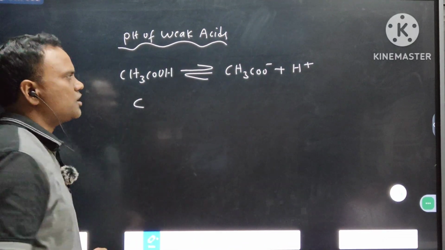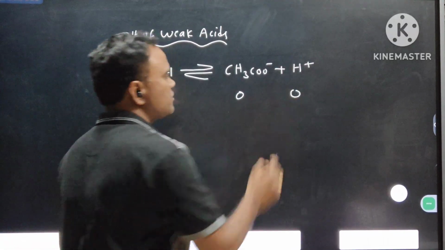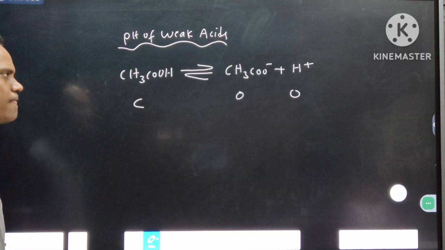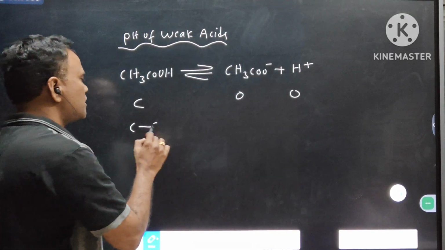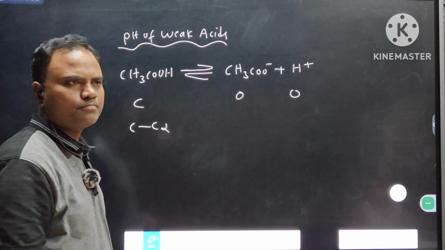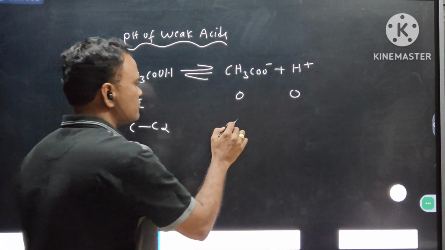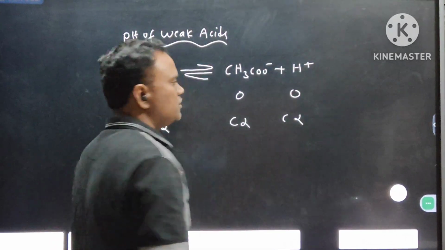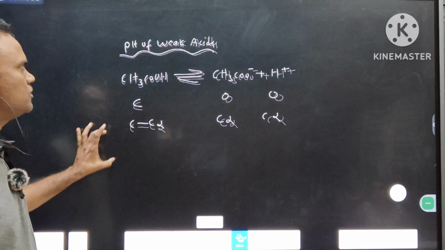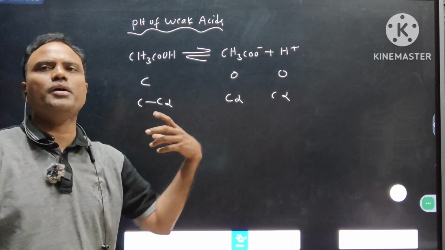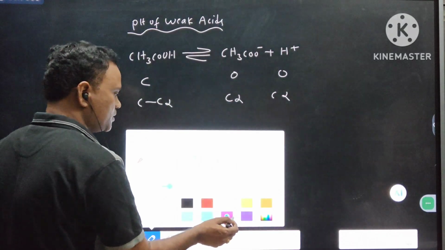Let us consider the initial concentration is C. It is 0, 0 initially before dissociation. Out of C concentration, some C alpha concentration is undergoing dissociation. So this is C alpha, this is also C alpha, right? You don't need to learn this method of how I am deriving, but what you have to remember, I will tell you.